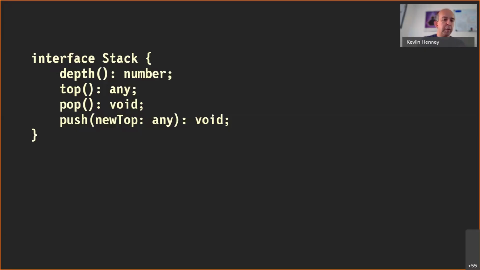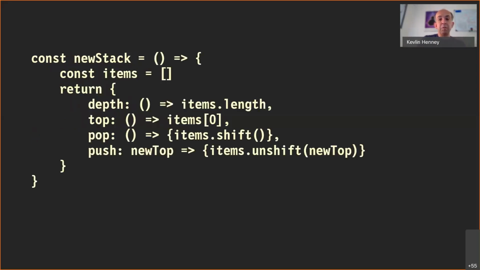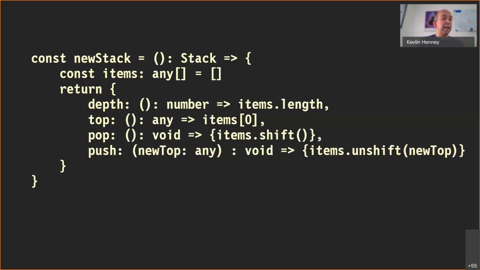And if we look at this from a TypeScript point of view, I can say, this is what you can depend on. Interface Stack. If you have a thing and it claims to be a stack, then it should support depth that returns a number. Top can return anything. Pop doesn't return anything. And push takes anything and returns void. And I can take that previous JavaScript and actually make that claim. That's why this is interesting, because this doesn't use the conventional class construct of JavaScript, but it still satisfies the types.